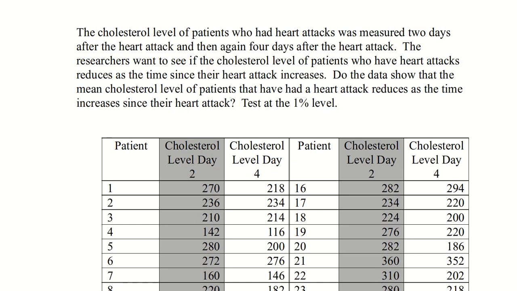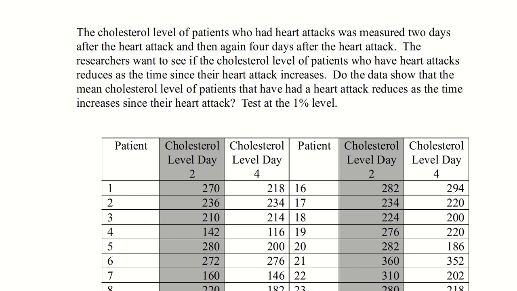The researchers wanted to see if the cholesterol level of patients who have heart attacks reduces as the time since their heart attack increases. In other words, does the amount of cholesterol go down from 2 days after a heart attack to 4 days after a heart attack? Do the data show that the mean cholesterol level of patients that have had a heart attack reduces as the time increases?